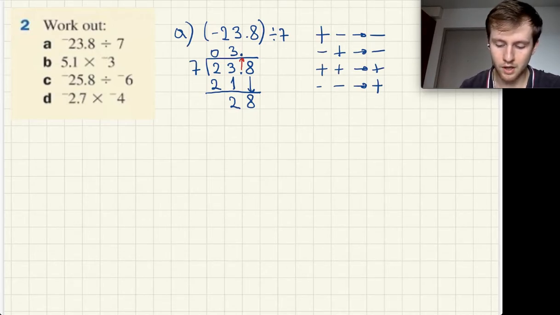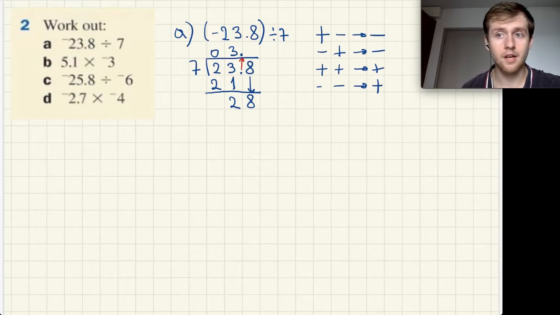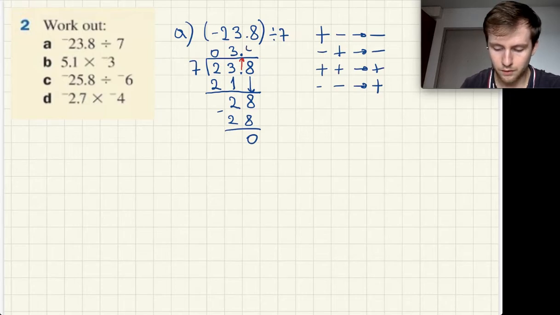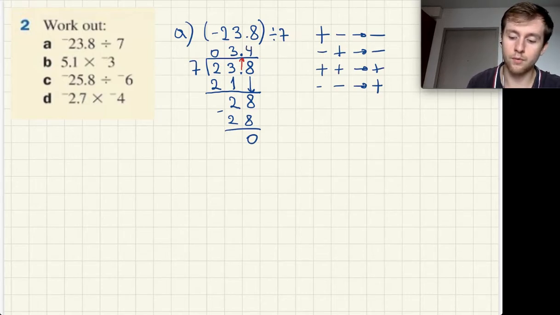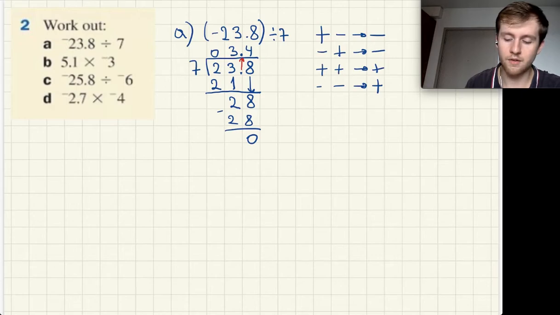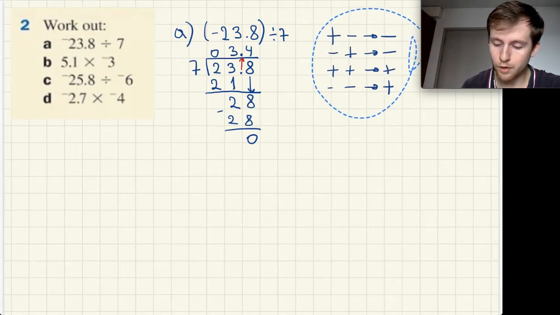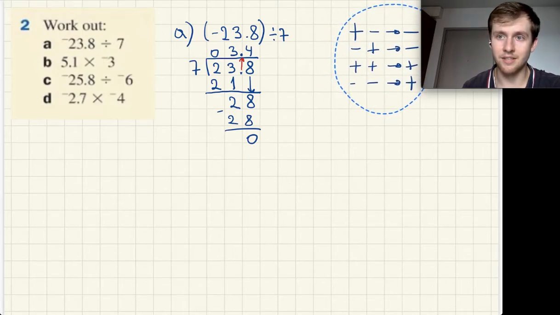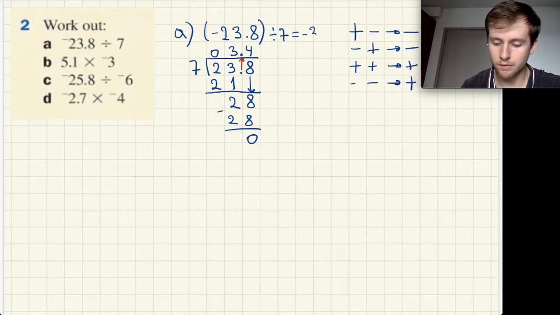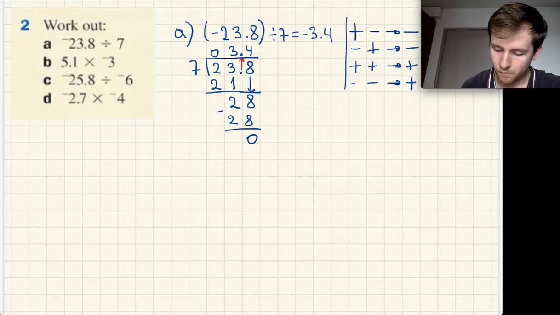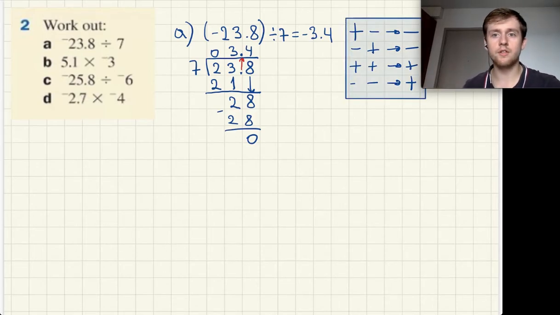And now we do 28. 7 fits into 28 exactly 4 times. So the answer is 3.4. Minus 23.8 divided by 7 is equal to, actually not 3.4, but negative 3.4 is going to be our answer. Negative 3.4. I will take this in the frame like this. And let's do the next one.